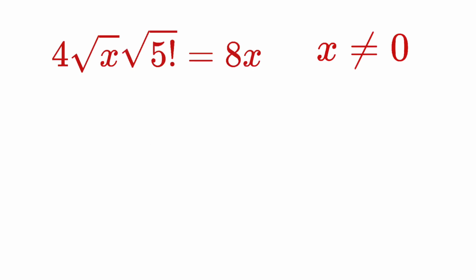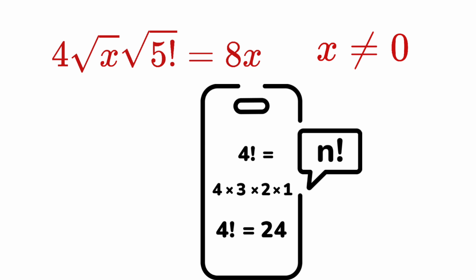First we have to know about the factorial. A factorial is a function that multiplies a number by every number below it till 1. For example, if we take 4 factorial, we can write it as 4 into 3 into 2 into 1. After multiplying, we get the answer as 24.